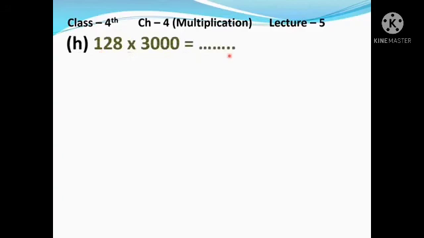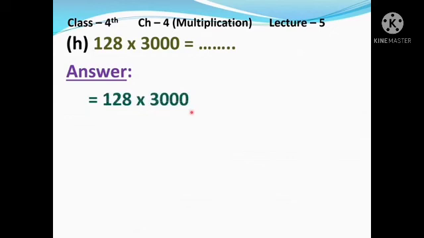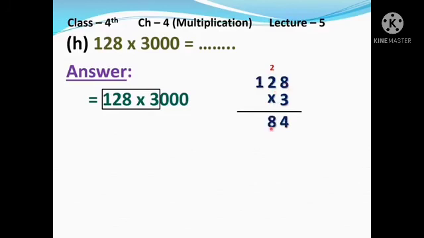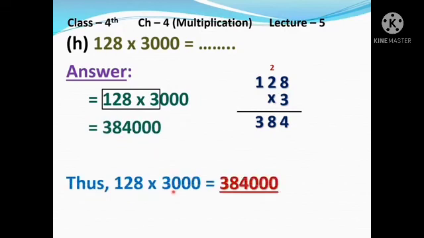Now H part 128 multiply 3000 equal to dash. Answer equal to 128 multiply 3000. First multiply 128 by 3 and then place 3 zeros to the right side of the product. So multiply 128 multiply 3. See 3 8s are 24, write 4 here and 2 carry. 3 2s are 6 plus 2, 8, write 8 here. 3 1s are 3, write 3 here. 128 multiply 3 equal to 384 and then place 3 zeros to the right side of the product. So write down equal to 3,84,000. Write down thus 128 multiply 3000 equal to 3,84,000. Okay.